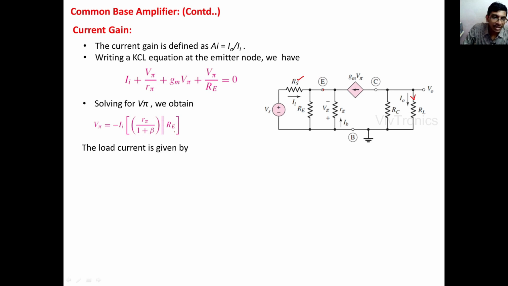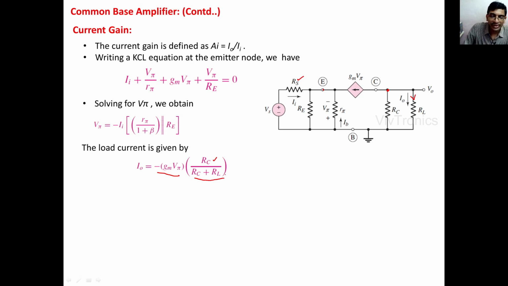Now the load current I0 can be obtained by applying the current division rule at this node C. Here the I0 direction and the Gm V pi direction are opposite to each other. Therefore, minus Gm V pi, the applied current, into the opposite resistance Rc divided by the total resistance Rc plus RL. That is the I0 current equation.